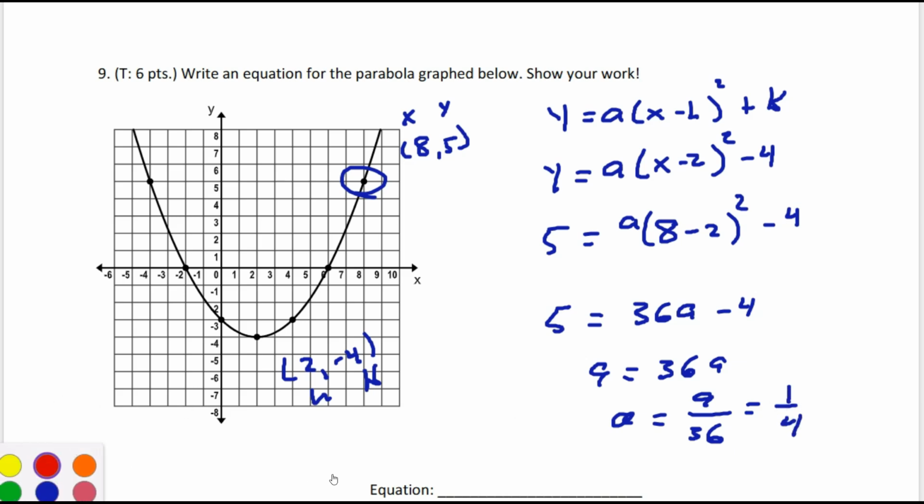So here goes the equation. y equals 1/4, that's a, times (x minus 2) squared minus 4.